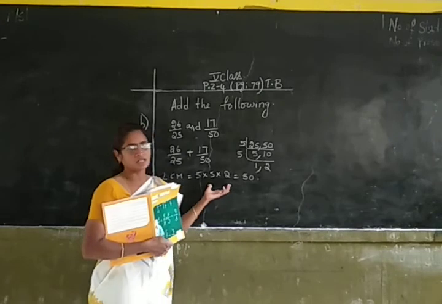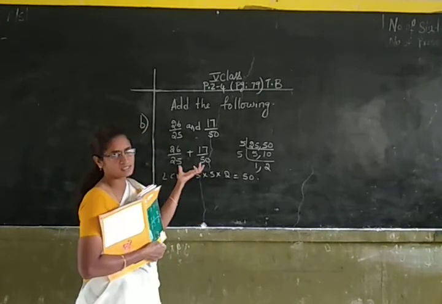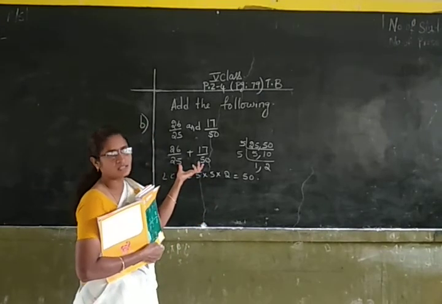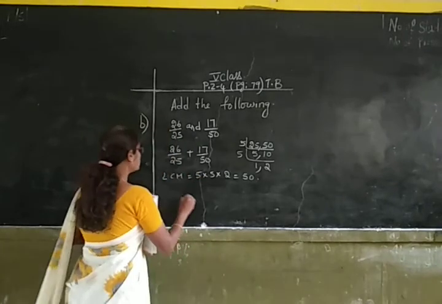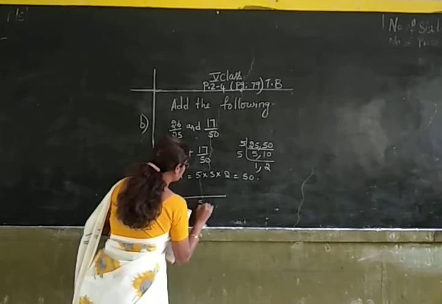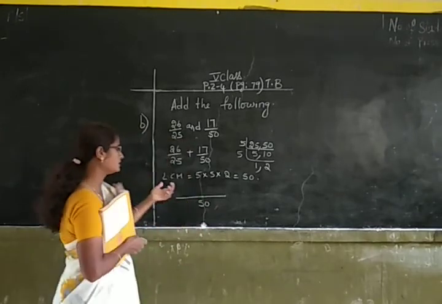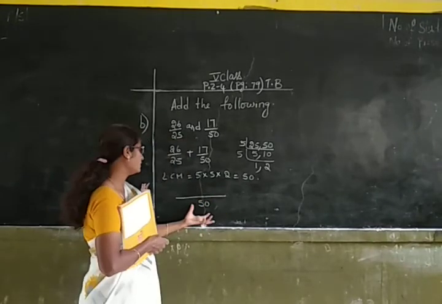Here we are finding the LCM for making the denominator same. We can only add when we make the denominator same. So only we are finding the LCM. After finding the LCM, we should write 50 as denominator.